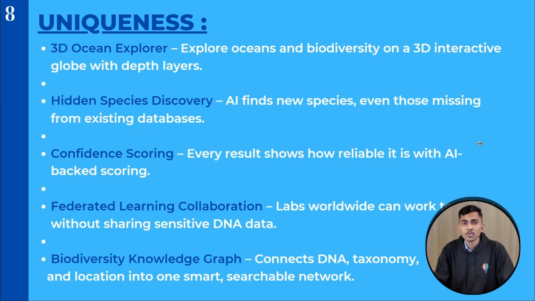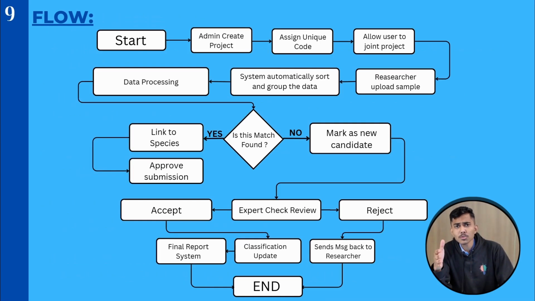These are the uniqueness. So what is the flow of our solution, and how is our prototype going to work? I am going to explain this. First, it starts when the admin creates the project, assigns a unique code, and allows users to join the project. These three steps happen in the backend. Next, researchers upload the sample in the form of a FASTA file, which represents the characteristics of the biodiversity. Next, the system automatically sorts and groups the data.